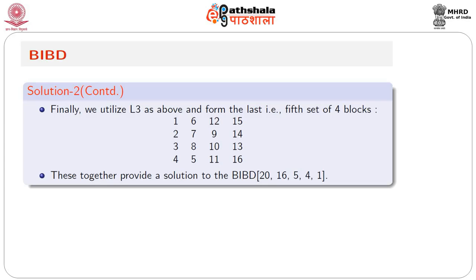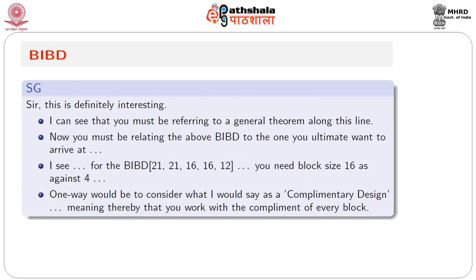But now we need to provide one more step to be able to get to the BIBD that we are referring to. Sir, this is definitely interesting. I can see that you must be referring to a general theorem along this line. Now, you must be relating the above BIBD to the one you ultimately want to arrive at. I see, for the BIBD with 21, 21, 16, 16, 12, you need block size 16 as against 4.